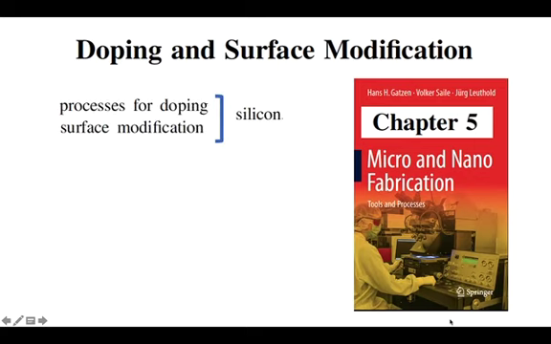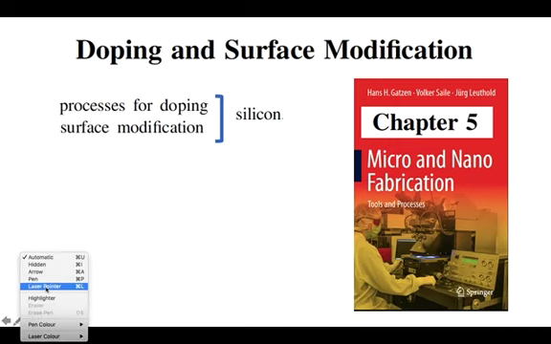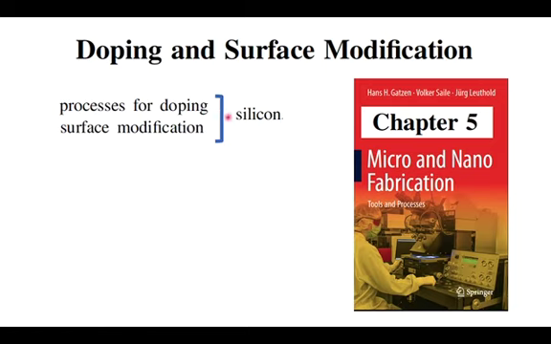Now, let's start with the doping processes. There are several processes for doping and surface modification. I'll be mainly focusing on silicon. Silicon is a material mostly used for microelectronic technology development. It's not limited to silicon; it can be any material, any surface you can think of. But silicon is the one mostly used for technology development.